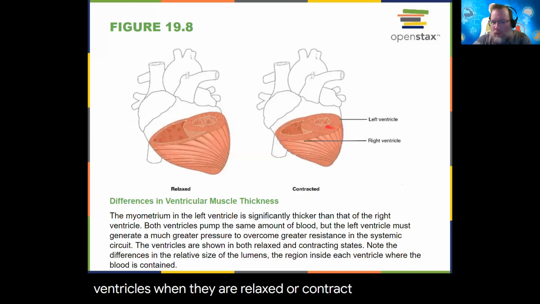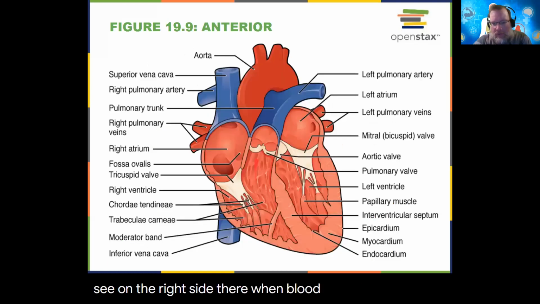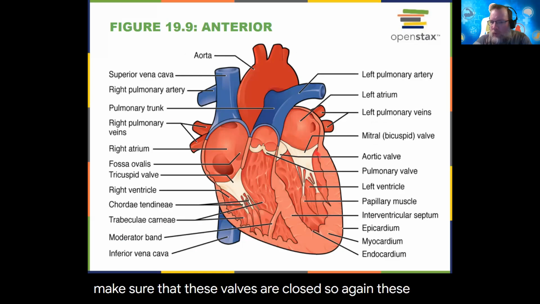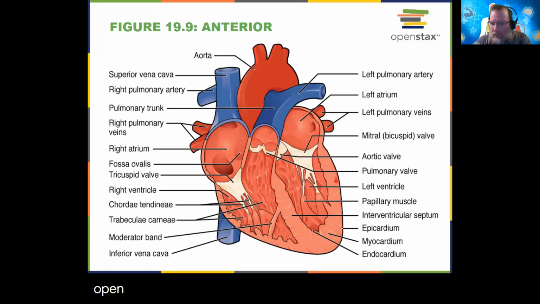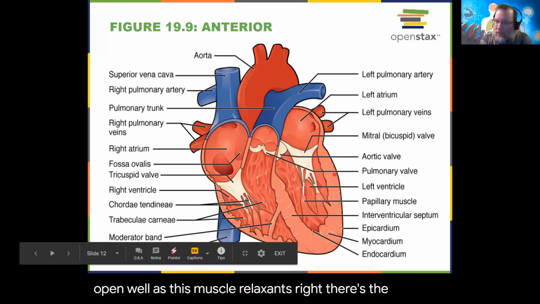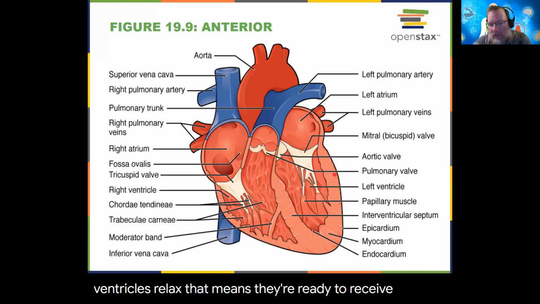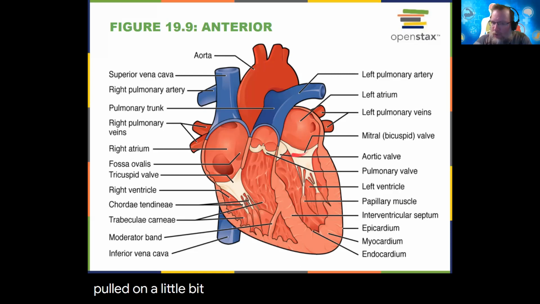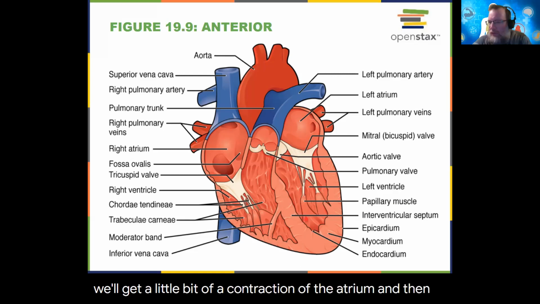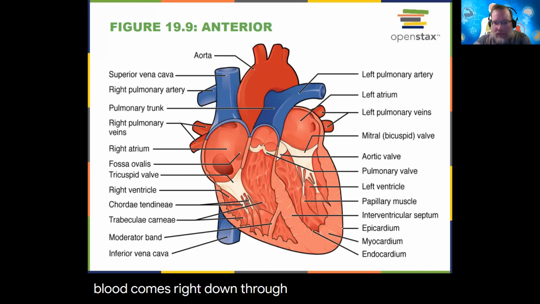Remember, when I eject blood out of the ventricles, like we see on the right side there, when blood's leaving, we have to make sure that these valves are closed. So again, these cords play a role. And then when would I need this valve to open? Well, as the ventricles relax, that means they're ready to receive more blood. As they relax, we can see these puppet strings get pulled on a little bit. That's going to pull the trap door open. We'll get a little bit of a contraction of the atrium, and then blood comes right down through. And then you can see the semilunar valves, the pulmonary and aortic valves.